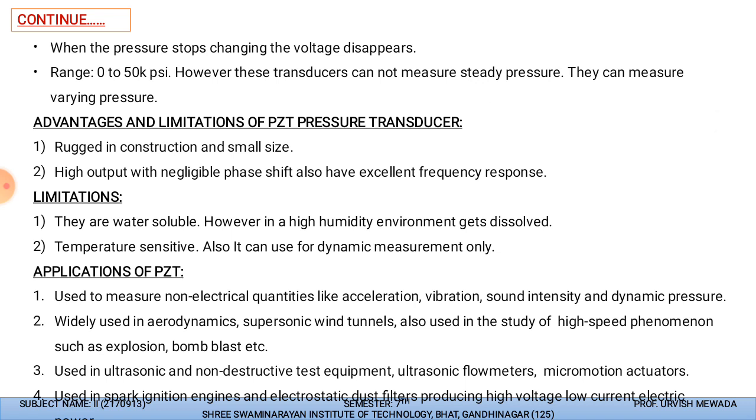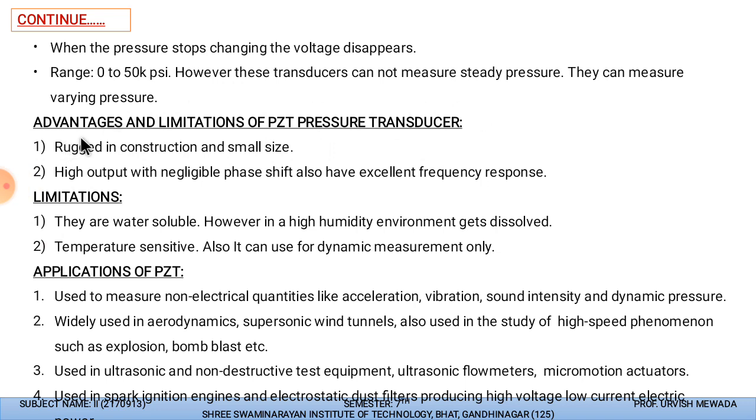So if the pressure varies, or if there is a dynamic pressure that we need to measure, then we can use this gauge for the pressure measurement, and it can measure the varying pressure. That's why this gauge is very useful to measure dynamic pressure with the help of this piezoelectric transducer pressure measurement gauge. So let us discuss the advantages and limitations of the piezoelectric pressure transducer.